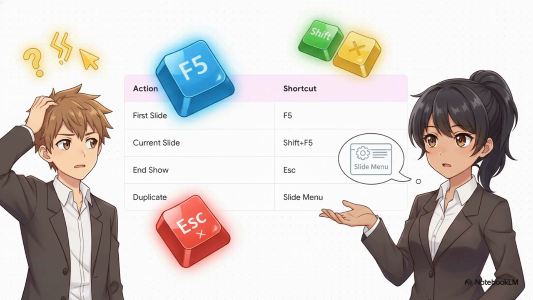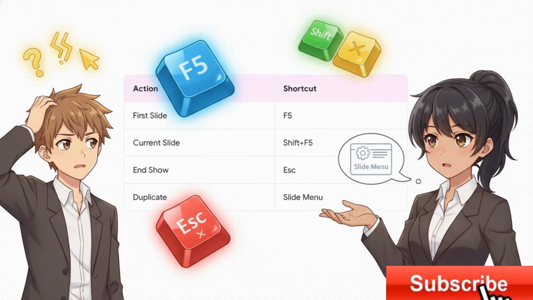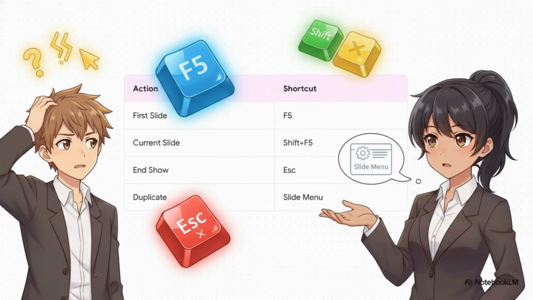Action. Start the slideshow from the current slide you are editing. That shortcut is Shift plus F5. Next action. End or exit the slideshow abruptly. The key is Escape. Final action. Duplicate the current slide. Careful here. There is actually no default keyboard shortcut for this. You literally have to go manually and find it in the slide menu. Did I catch anyone out on that last one?